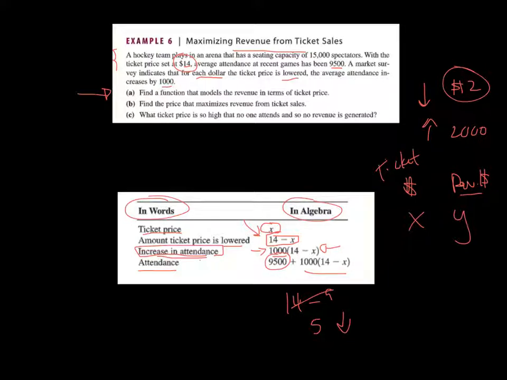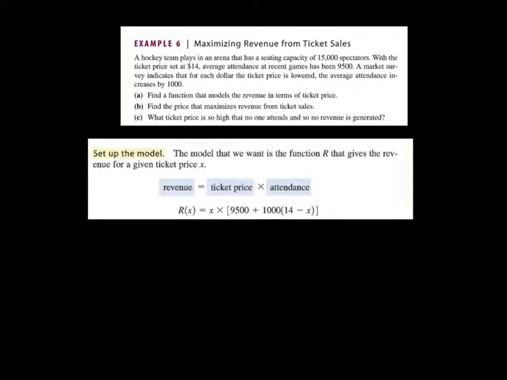Okay, let's see if we can make sense of that. In more plain language, again, we want to set up a model, right? And the model we want is the function that gives revenue for a given ticket price. So first of all, revenue in dollars is going to be equal to the ticket price times the number of people buying tickets. So that makes sense. The number of tickets you sell times the price per ticket is going to be the revenue that you gain. Okay, so R of X is our function.